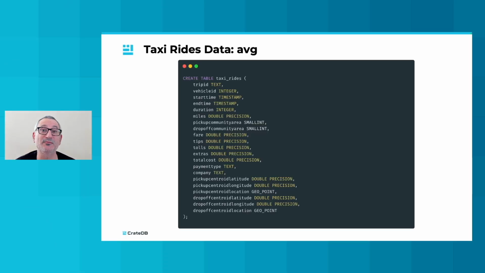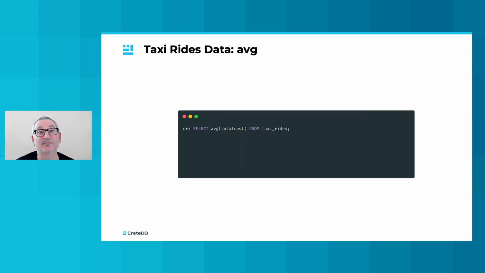Here's the schema for our taxi rides table. The total cost column contains data about the total dollar cost of each taxi ride, made up from the base fare plus any tips, tolls, and extras. Using aggregate functions, we can work out what the average total cost of a taxi ride was.